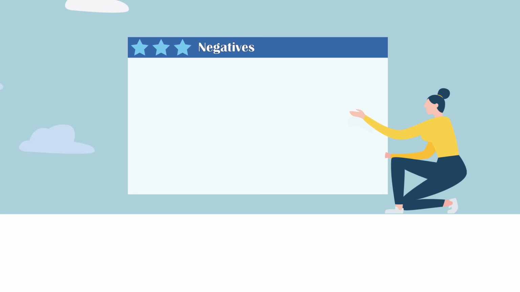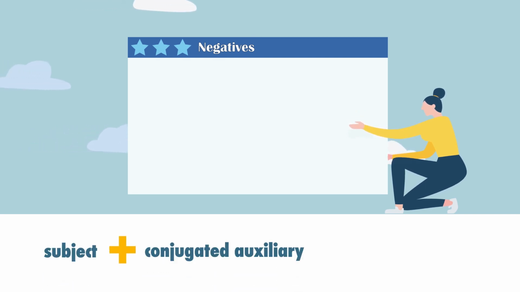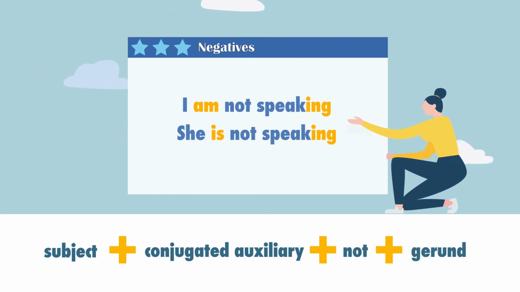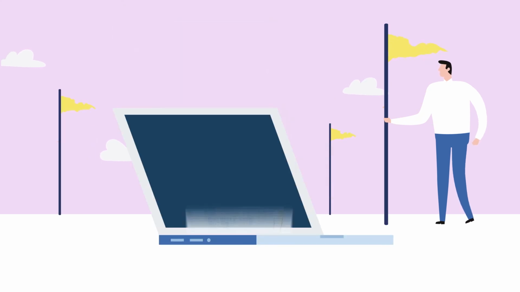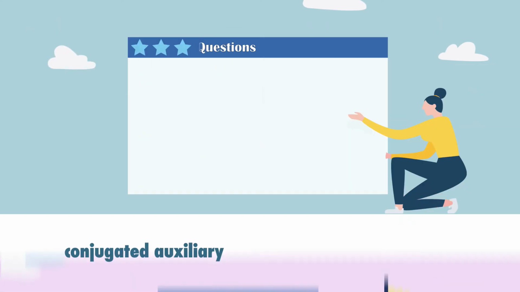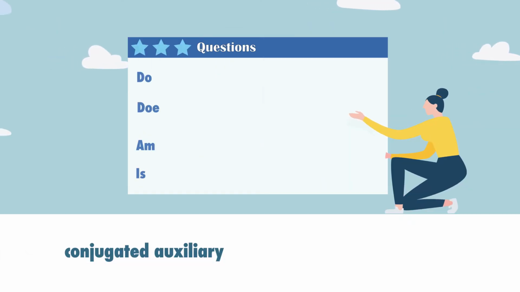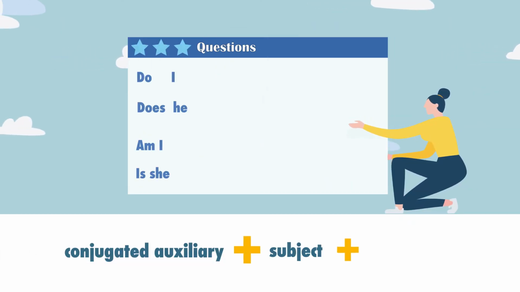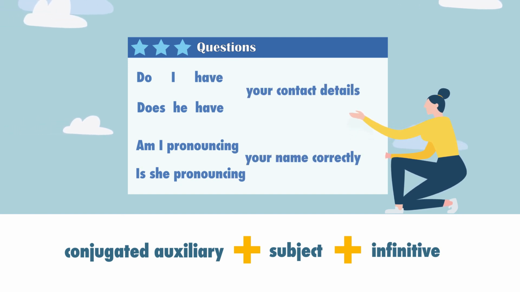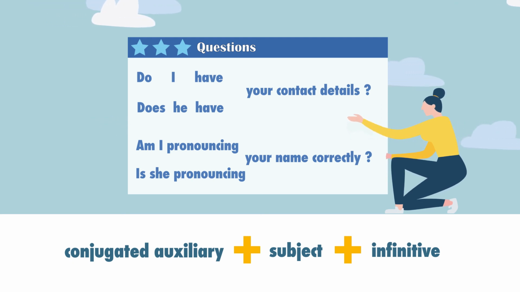Let's see it for the continuous tense as well. Subject, conjugated auxiliary, not, gerund. Now, question time. The checklist is similar, but you do not need not. You will need an auxiliary verb in position 1, followed by the subject and the main verb. And then, of course, the rest of the sentence and a question mark. And there you go. The beginner's guide to the simple and continuous present tenses.